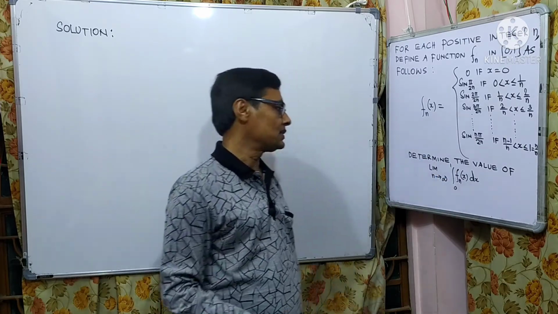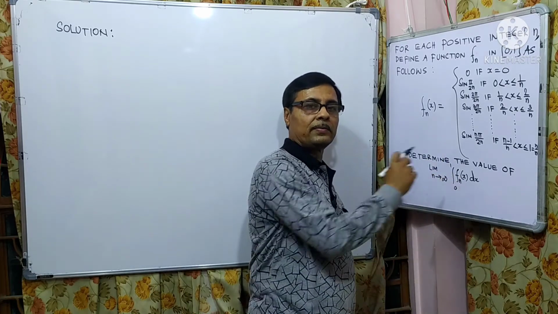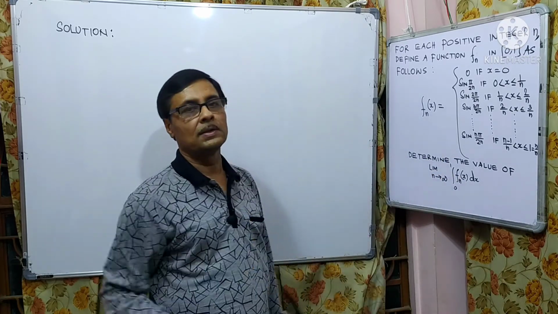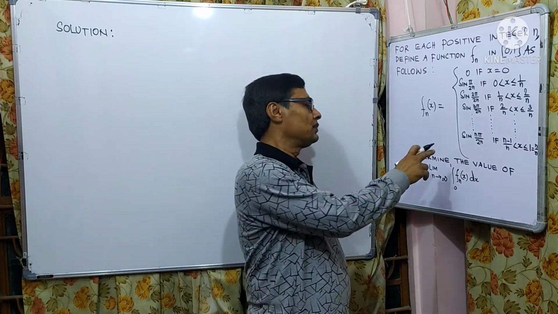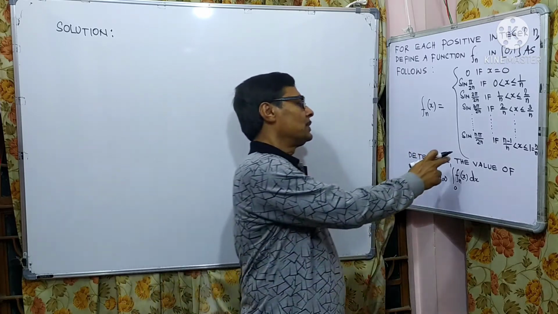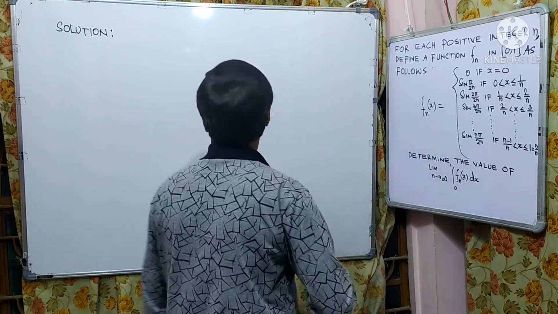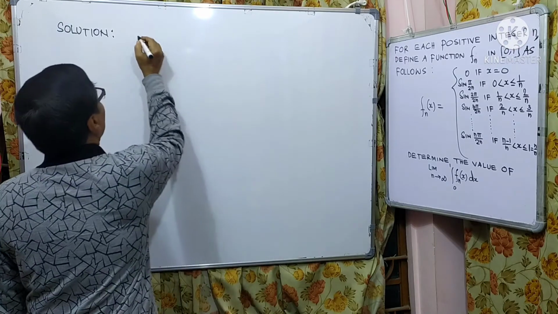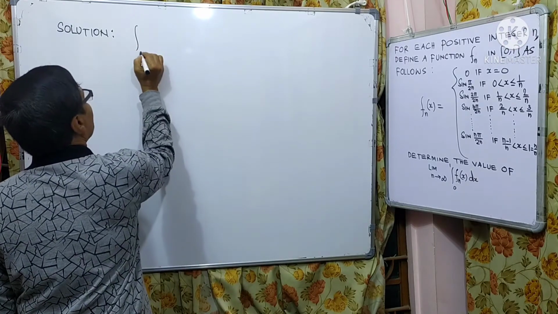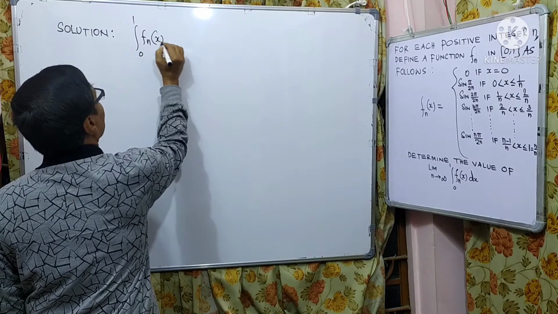Our first step is to evaluate the definite integral from 0 to 1 of fn(x) dx, and then we shall find out the limit of the definite integral, that is, the limit as n tends to infinity. We have to determine this value. Now, we can also write the integral from 0 to 1 of fn(x) dx.